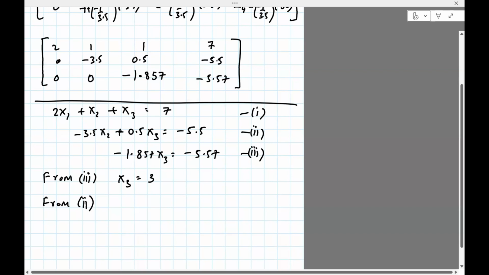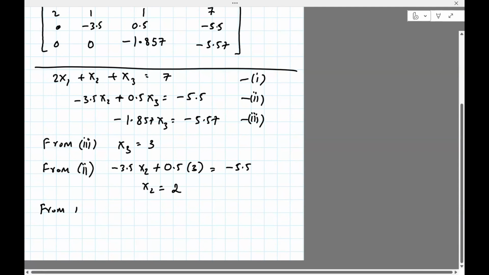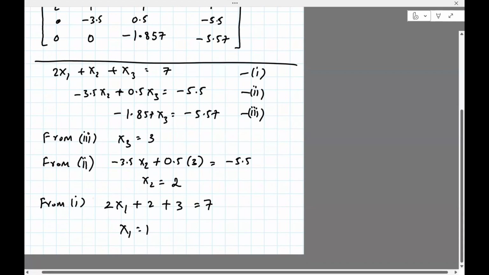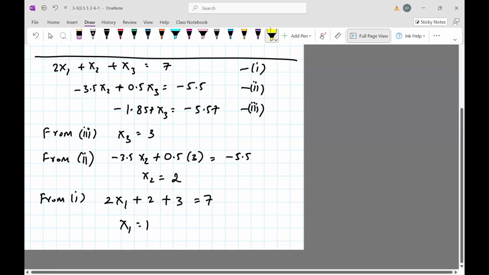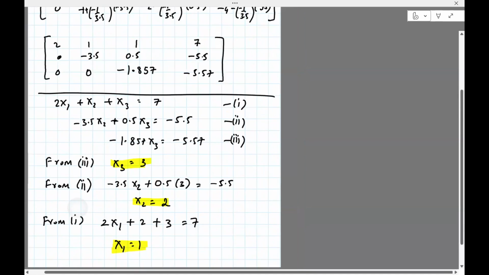From 2, we can substitute the value now: minus 3.5 x2 plus 0.5 x3, which is 3, equals minus 5.5. Solving for x2, it comes out to be actually 2. And then from 1, we have 2x1 plus x2, which is known, 2, plus x3, known as 3, equals 7. So 7 minus 3 is 4, minus 2 is 2. So x1 is 1. Okay, so our solution is what we found using a calculator: x1 is 1, x2 is 2, x3 is 3. Okay, so that's the back substitution.